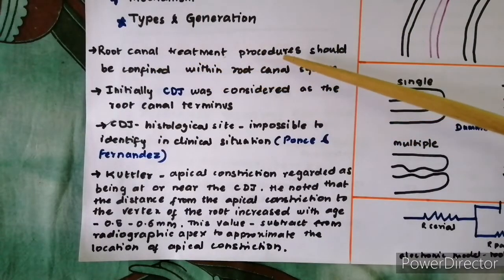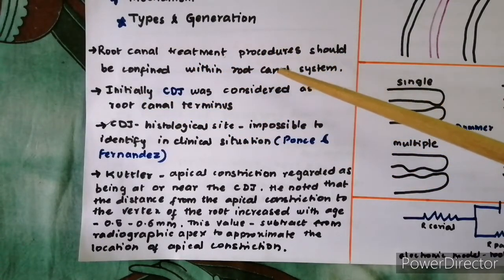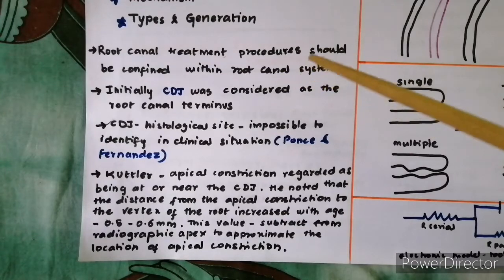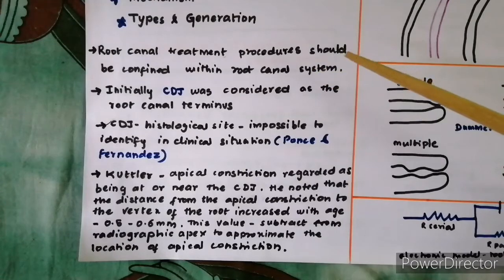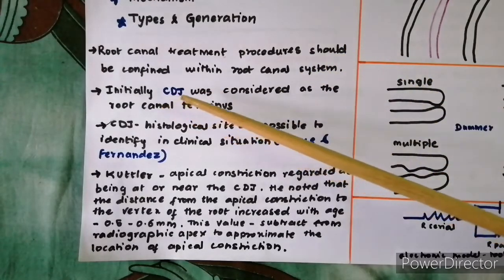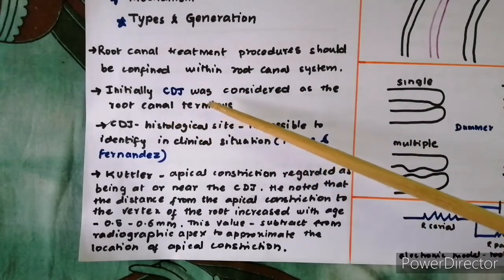Root canal treatment procedure should be confined within the root canal system. This is the basic. If we instrument beyond the apex, then we will push the debris outside the root canal, which can cause flare up also. If we instrument short of the apex, some of the necrotic tissue debris can remain within the system and can cause further problems. So initially the cemento-dentinal junction was considered as the root canal terminus.